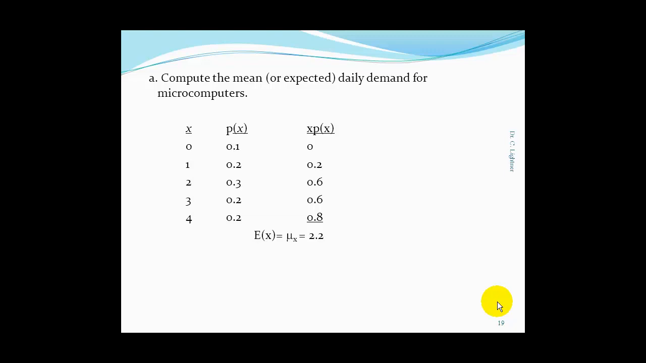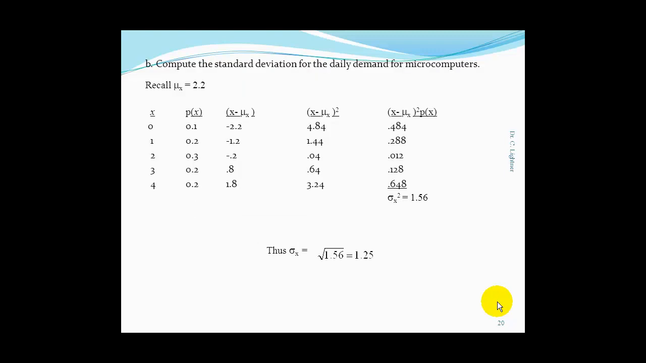Now let's check your work. When you computed the mean for the daily demand for microcomputers, your table should look like the table presented on this slide. The expected value is equal to 2.2. When you computed the standard deviation, your table should look like the table here on this slide. Our variance for this data was 1.56 and our standard deviation was 1.25.